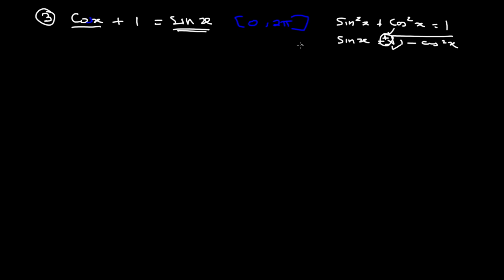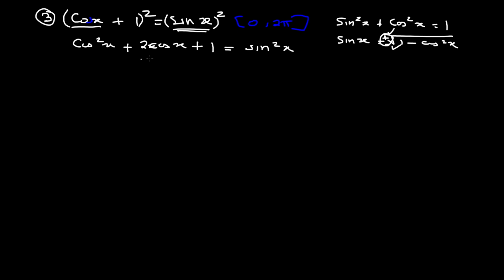Okay, so it's better that we just go on instead and square. It will silently introduce other solutions, but it's cleaner. Okay, so here I'll square and there I'll square. So this one will give me cos squared x plus 2 cos x plus 1 equal to sine squared x.